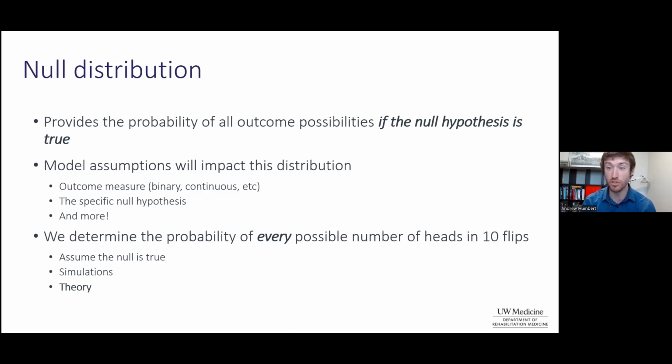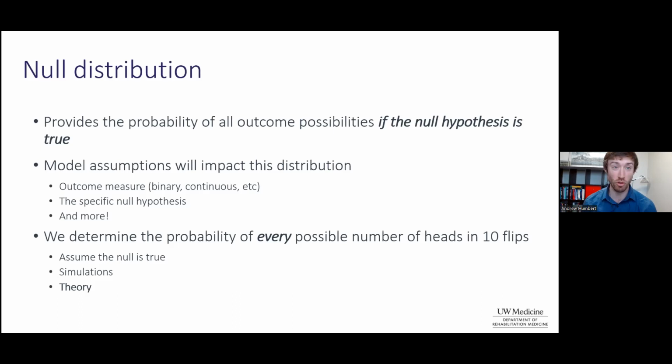What's the probability of 1, 2, 3, 4, all the way up through 10 heads? Now, this can be done in simulation. I could literally flip a coin. If I had a coin that I knew was fair, I could just keep flipping that coin over and over and over again and figure out what those probabilities look like. You can do this using computer programs as well for simulations.